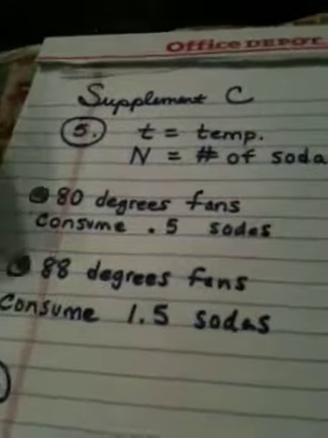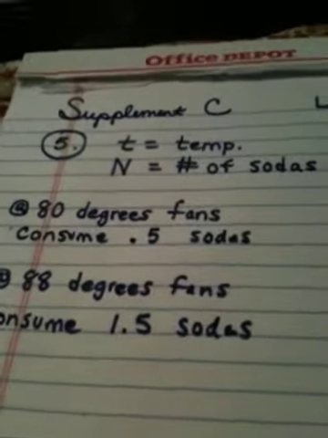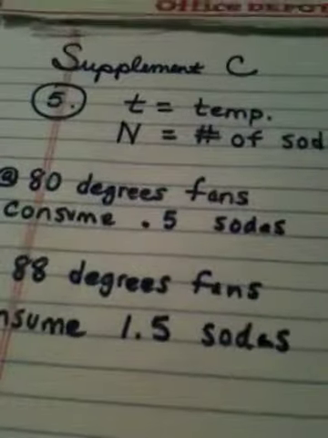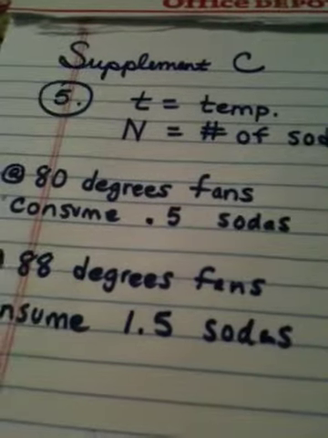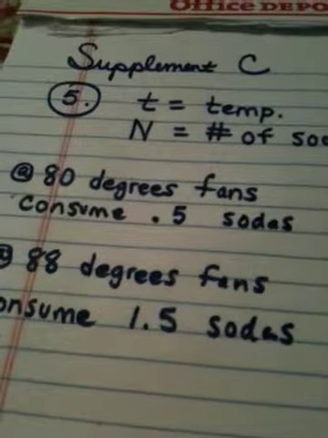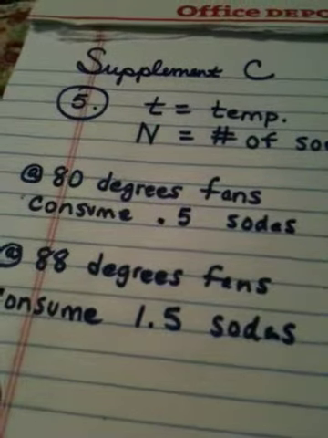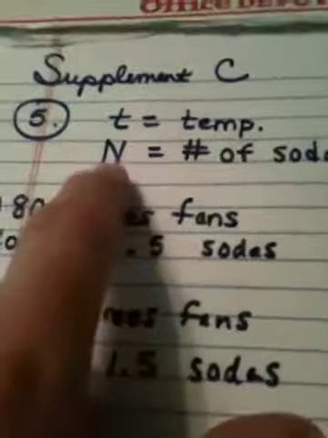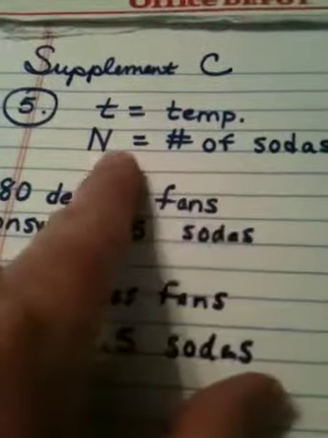Okay, ladies and gentlemen, we're on question number 5 from Supplement C. Let me read it to you, and then I'm going to look at the pertinent data I have already sketched down on my paper here for you. It has been observed that the average number of sodas N served at a football game increases linearly as the temperature T increases. So, T is temperature, N is the number of sodas. Okay? That's what they've told us.